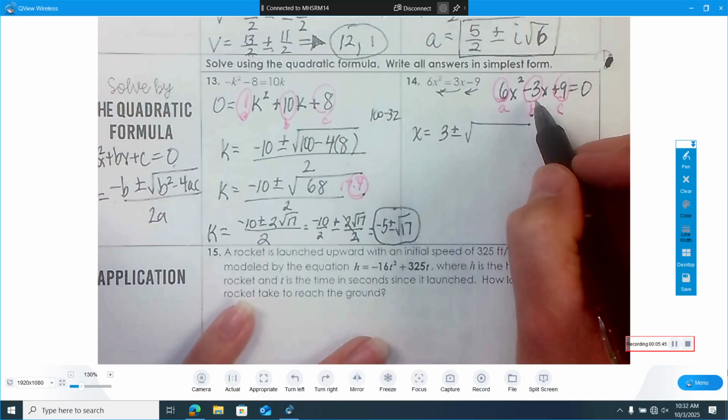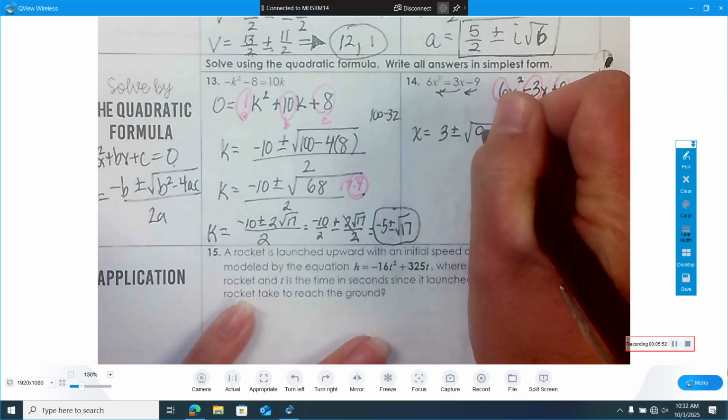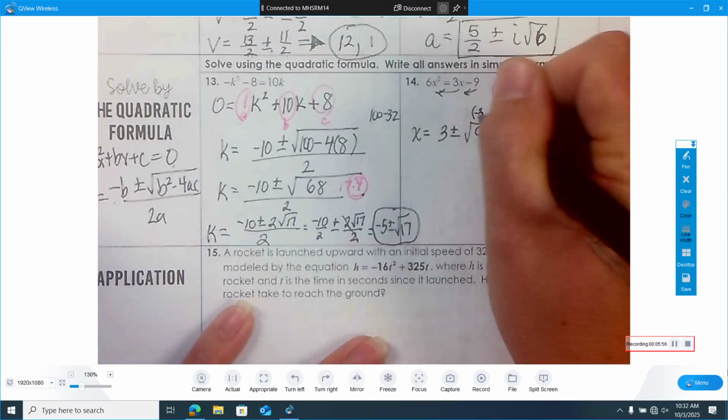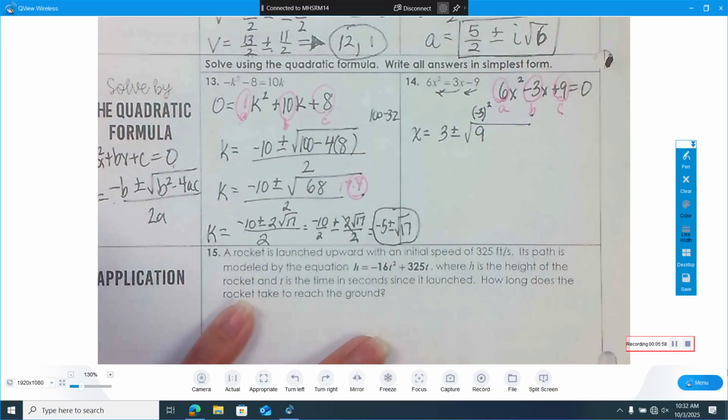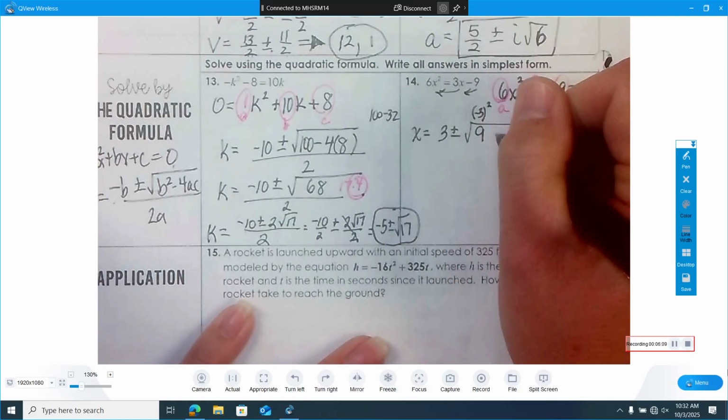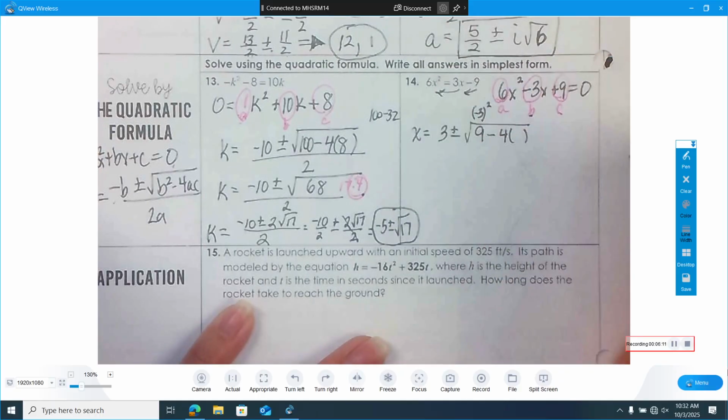If I were to write it down, b squared would be negative 3 times negative 3, which is positive 9. That is the most common mistake. This really is negative 3 quantity squared, which means negative 3 times negative 3. B squared should always be the positive number. Okay, so we get 9. B squared minus 4 times a times c. A times c is 54.